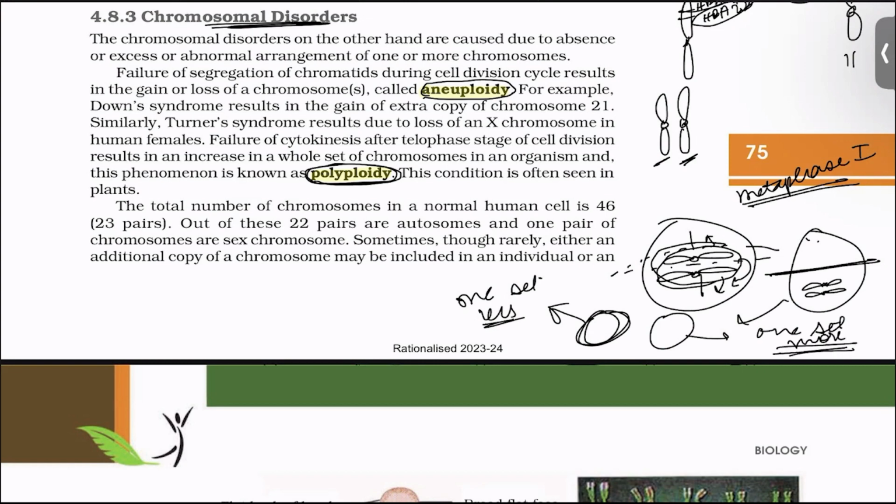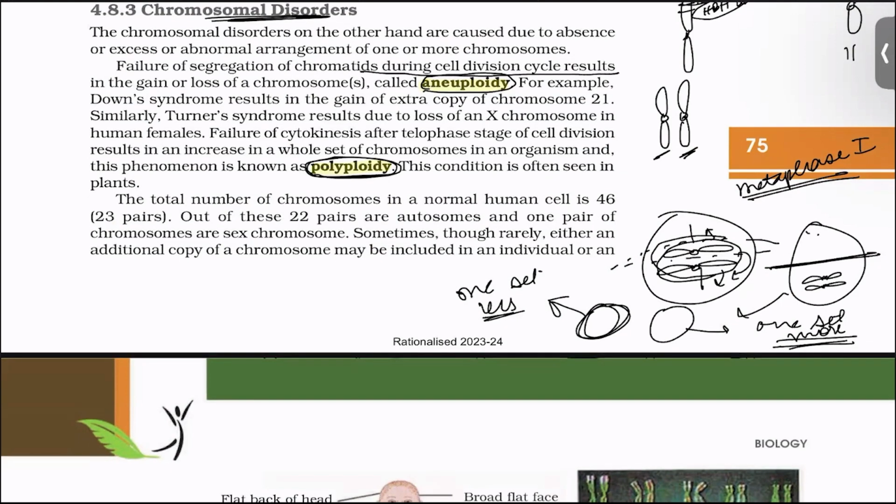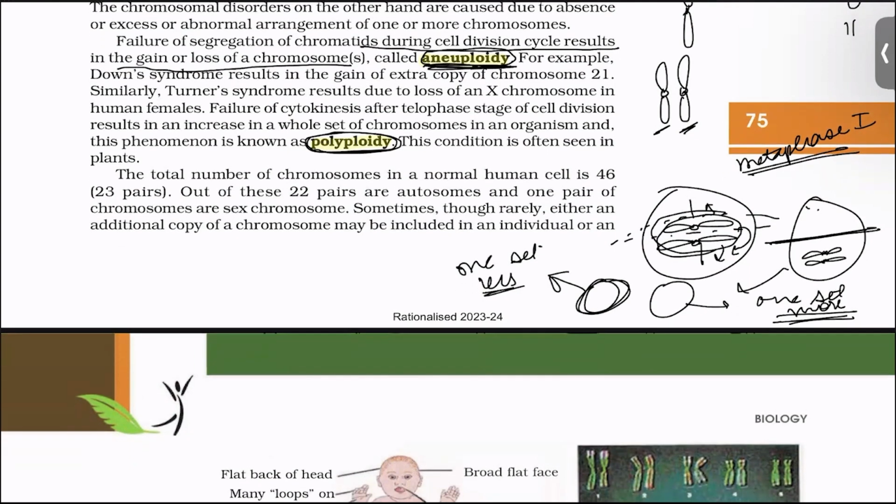So failure of segregation of chromatids during cell division results in gain or loss of chromosome. This is known as aneuploidy. And polyploidy is failure of cytokinesis after the telophase stage of cell division, which results in an increase in the whole set of chromosomes. That is known as polyploidy.